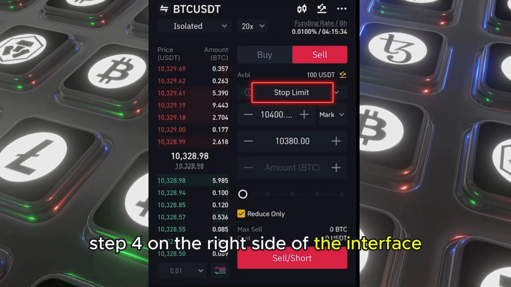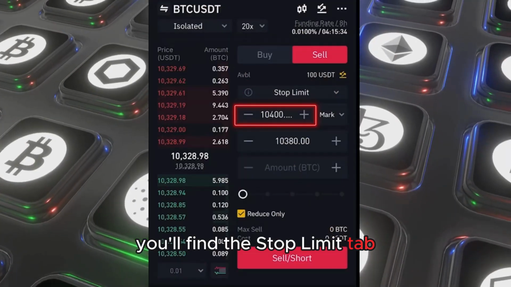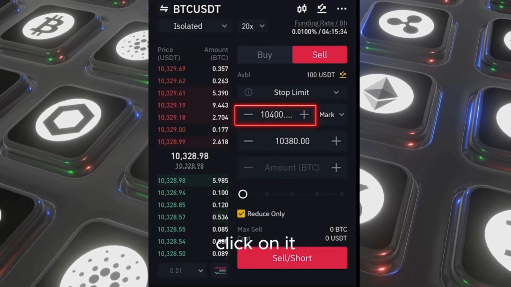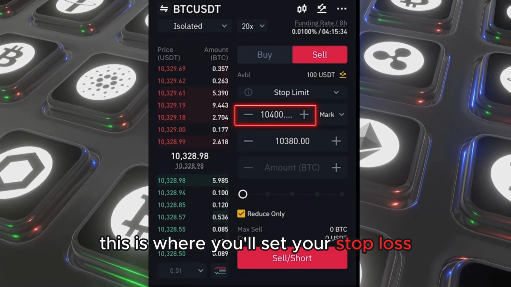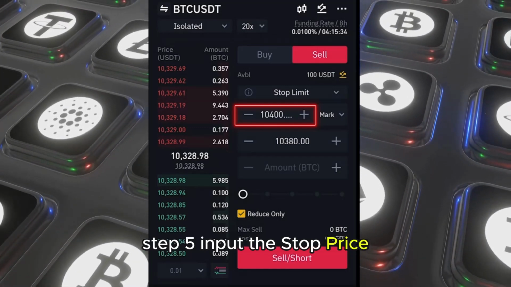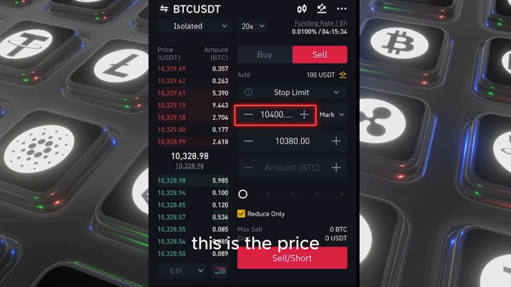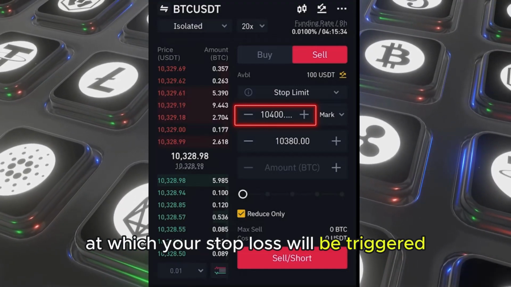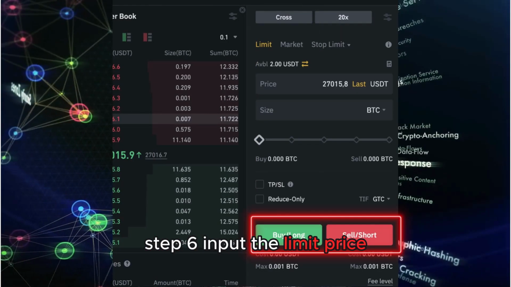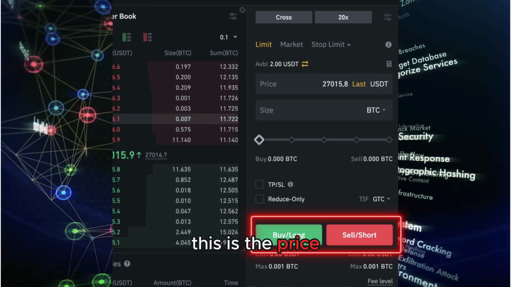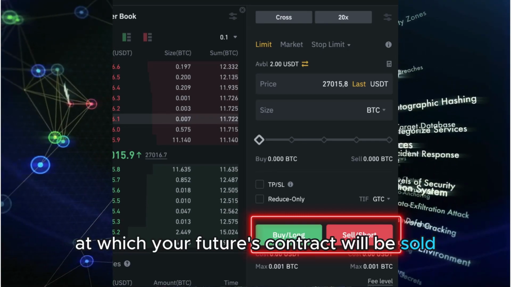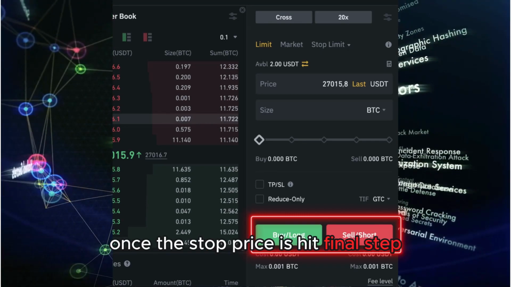Step 4. On the right side of the interface, you'll find the Stop Limit tab. Click on it. This is where you'll set your stop loss. Step 5. Input the stop price. This is the price at which your stop loss will be triggered. Step 6. Input the limit price. This is the price at which your futures contract will be sold once the stop price is hit.